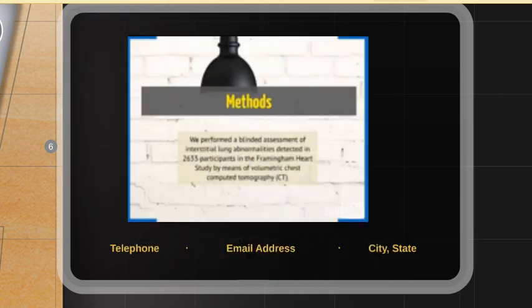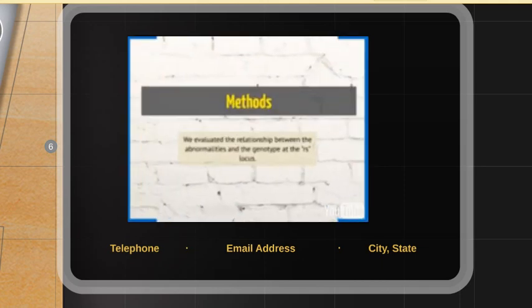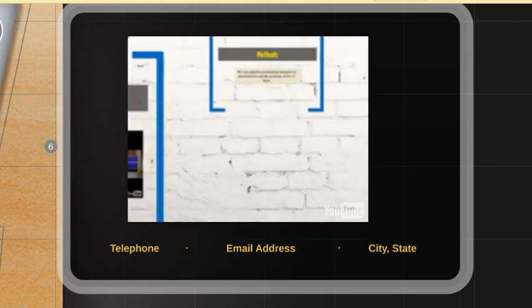The methods. We performed a blinded assessment of interstitial lung abnormalities detected in 2,633 participants in the Framingham Heart Study by means of volumetric chest computed tomography. We evaluated the relationship between the abnormalities and the genotype of the rs35705950 locus.